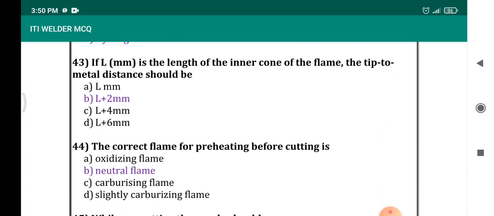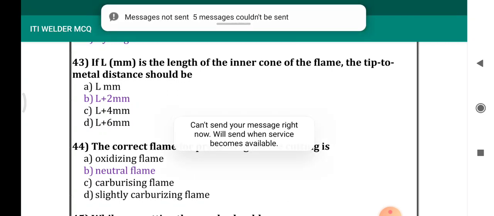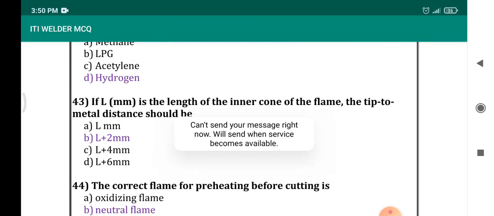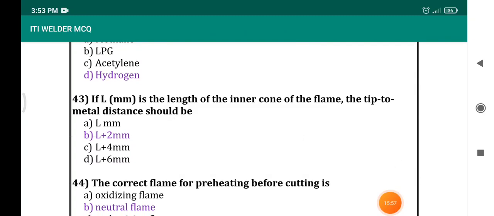If L is the length of the inner cone of the flame, the tip to metal distance should be, where tip means the tip of the torch, L plus 2 mm. You should give a clearance of 2 mm from the inner cone.